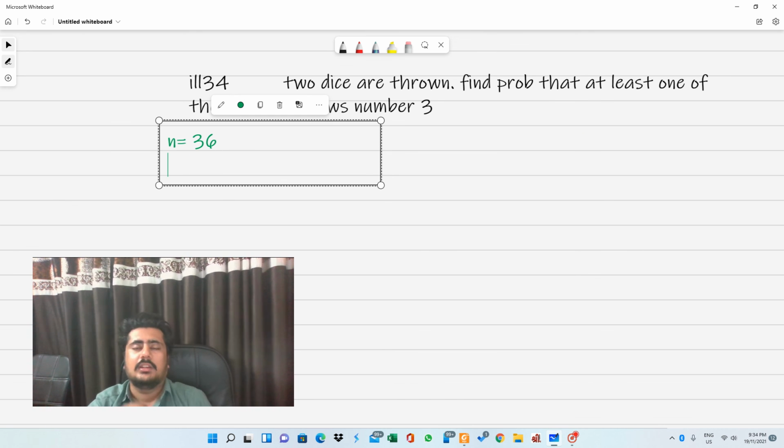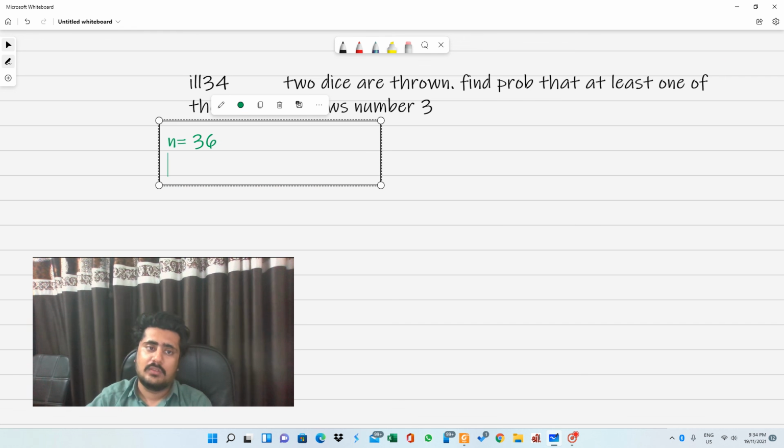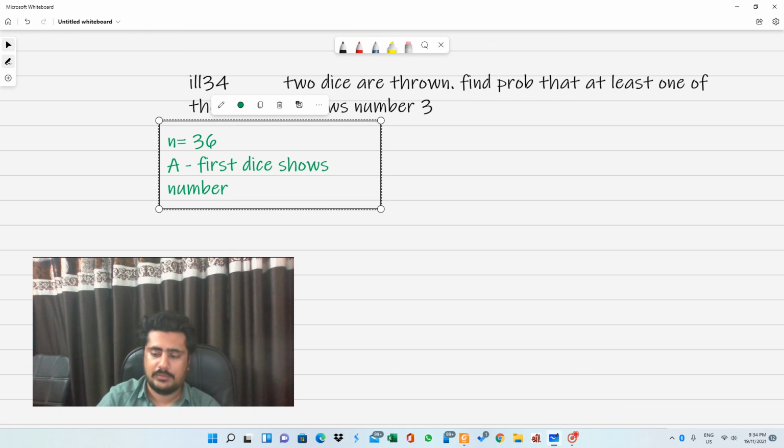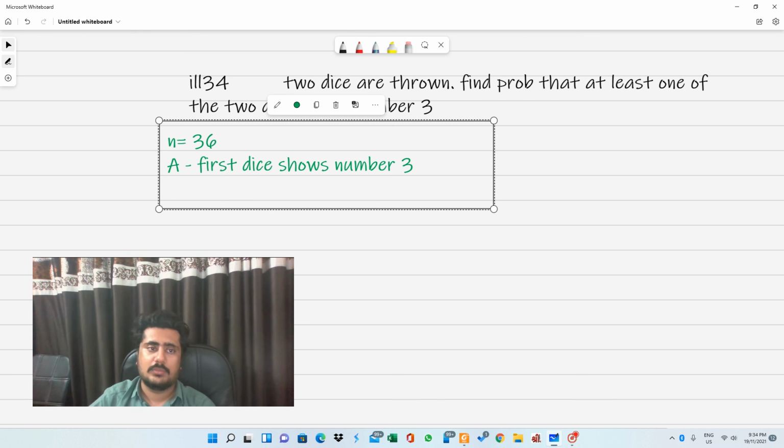Understand the question. They have asked me to find the probability that at least one of the two dice shows number 3. What does this mean? It is the first dice or the second dice. When you throw two dice, it's either the first dice or the second dice. They are telling that at least one dice shows the number 3. So I'll make an event A: first dice shows number 3.